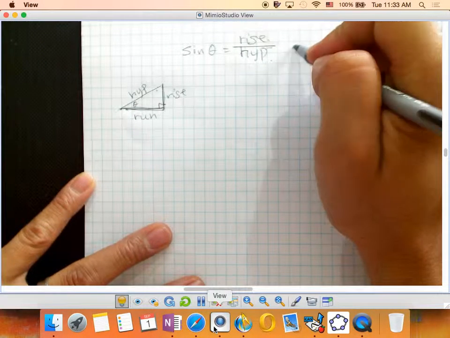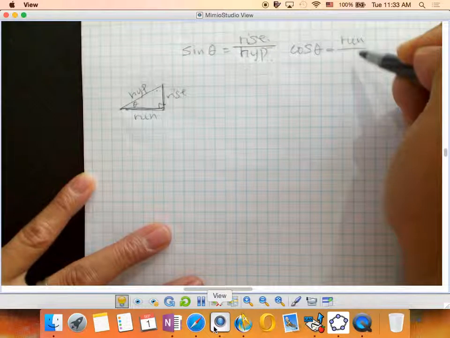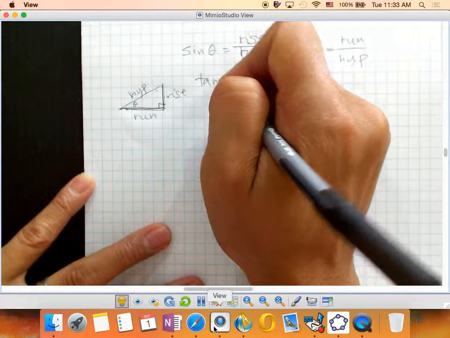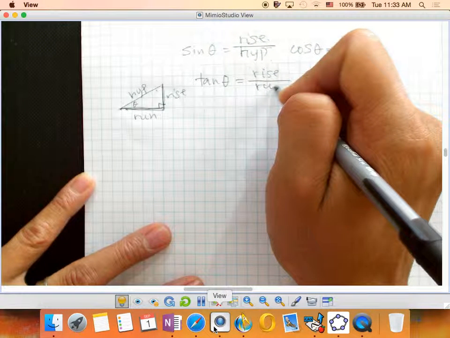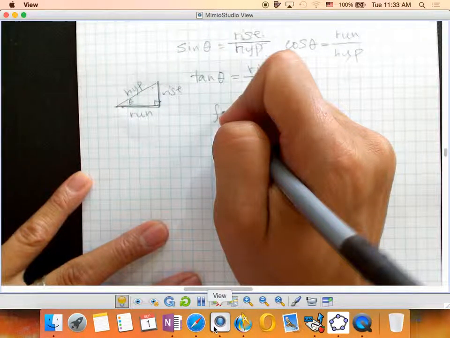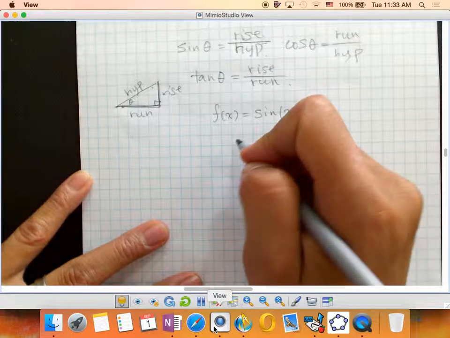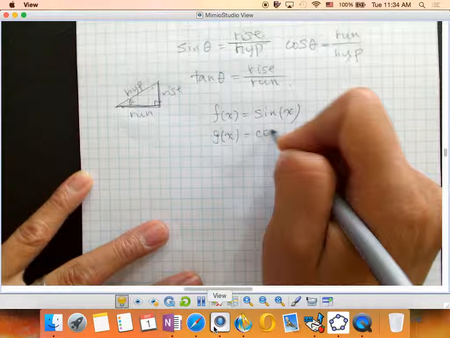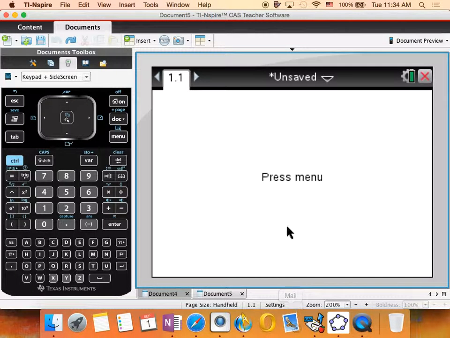So the cosine is run divided by hypotenuse. And tangent is the slope, which is rise over run. Okay? And we have a sine function, for example, f of x equals sine of x. And we also have g of x, another function, equals cosine of x. So let's graph that.